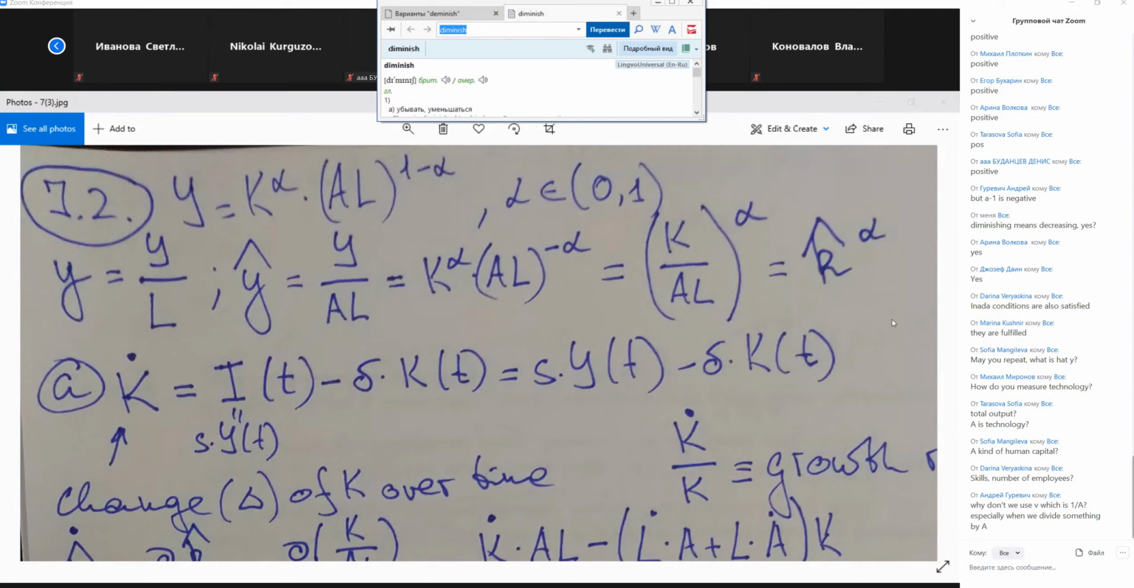This 1 over A is like the hierarchical model, and we'll come to it now. We will use some substitution, so it will be fine. All right.